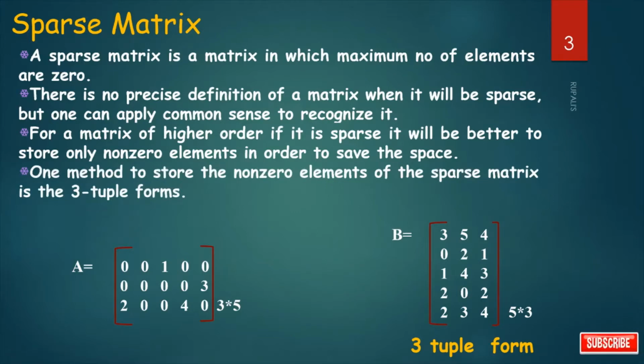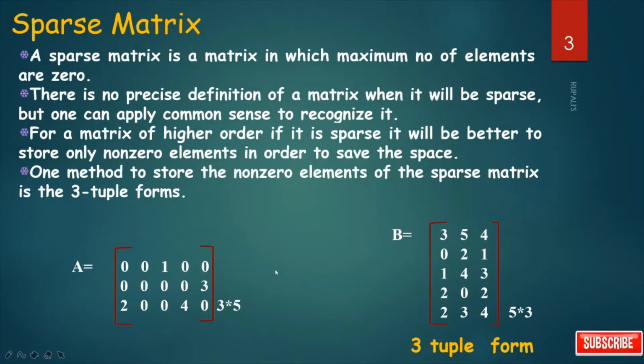One method to store the non-zero elements of the sparse matrix is the three-tuple form. So we want to store only non-zero elements to save the space, and we use this three-tuple form. In the three-tuple form, as we already learned in our previous video, the first row is for 3, the total number of rows in this sparse matrix. 5 is the total number of columns, and 4 is the total number of non-zero elements.